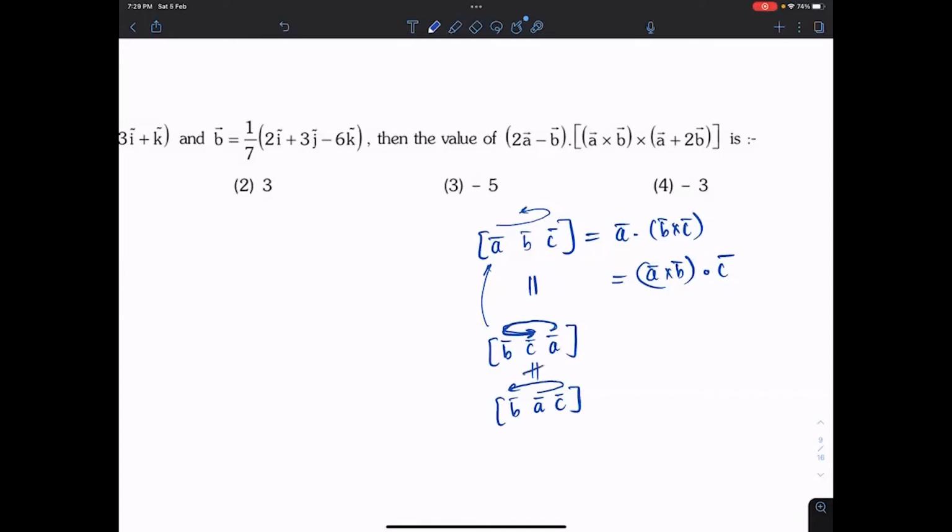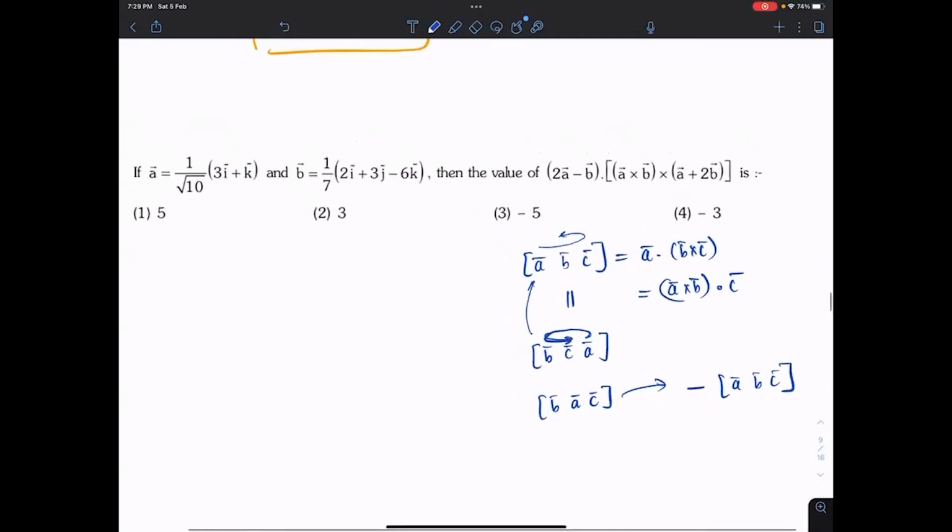Okay. To make them same, if you want to bring it to same order, then you have to put a minus sign. A bar, B bar, C bar. Okay. That is one rule, first rule. But that is not what I want to say. Okay. This is the basic rule.